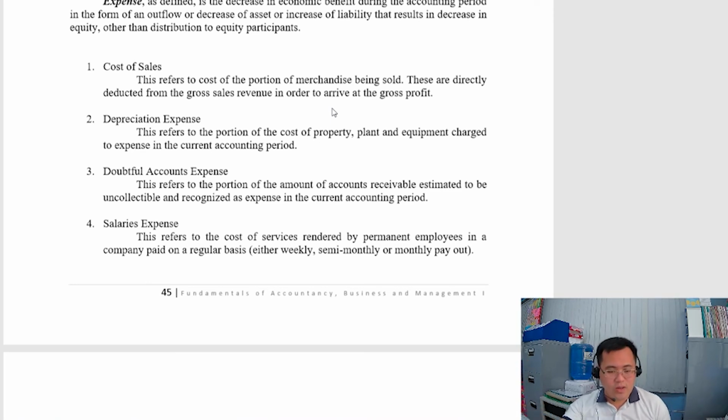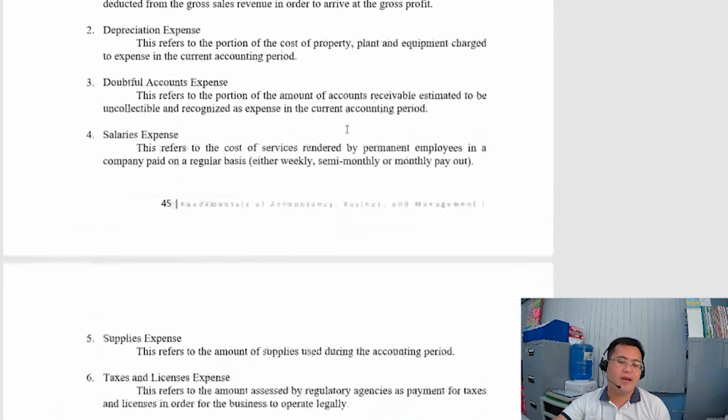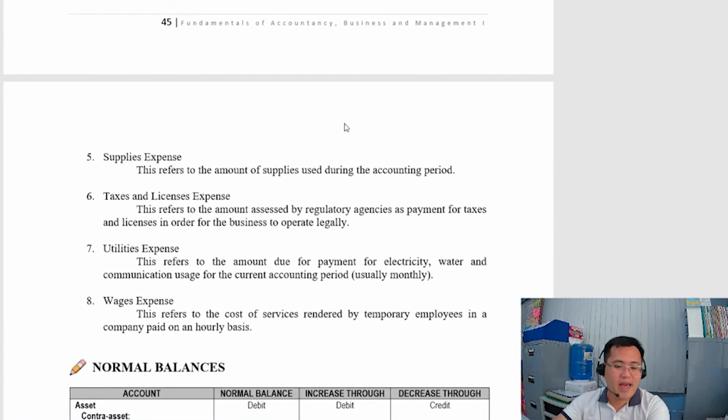Okay? Let's go to the next example of expense. You have salaries expense. This expense refers to the services rendered by permanent employees in a company, paid on a regular basis, either weekly, semi-monthly, or monthly payout. Next, we have supplies expense. Supplies expense refers to the amount of supplies used during the accounting period.